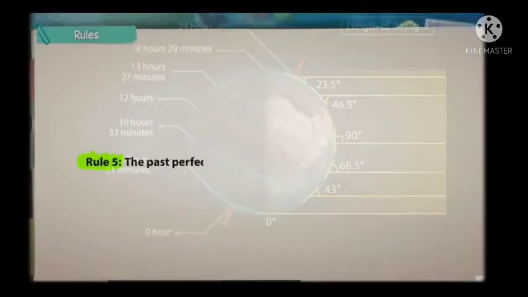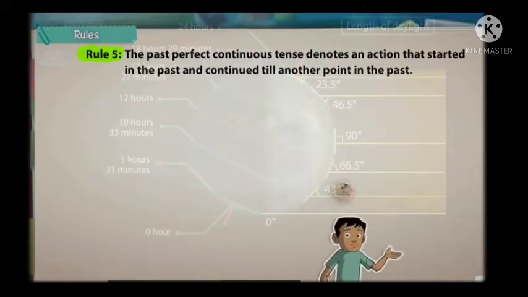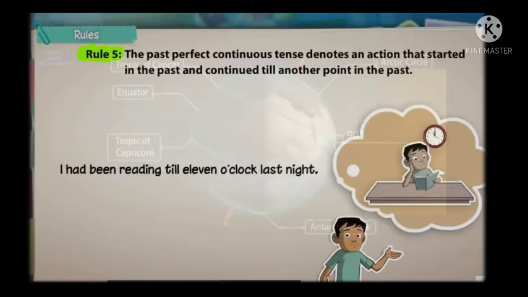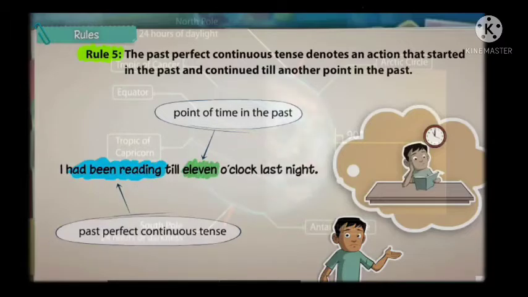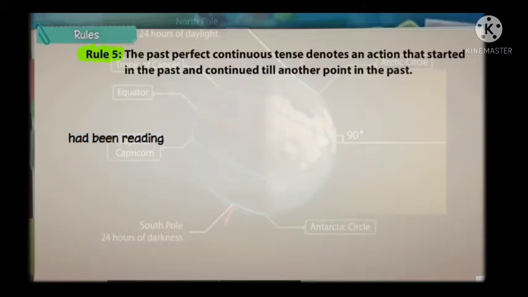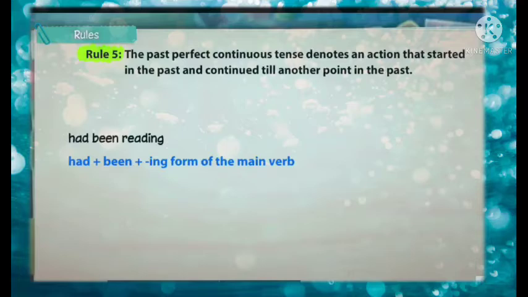The past perfect continuous tense denotes an action that started in the past and continued till another point in the past. For instance, here the action of reading continued till 11 o'clock last night. So, we use the past perfect continuous tense had been reading. Notice the structure of the past perfect continuous tense where had and been are combined with the ing form of the main verb.